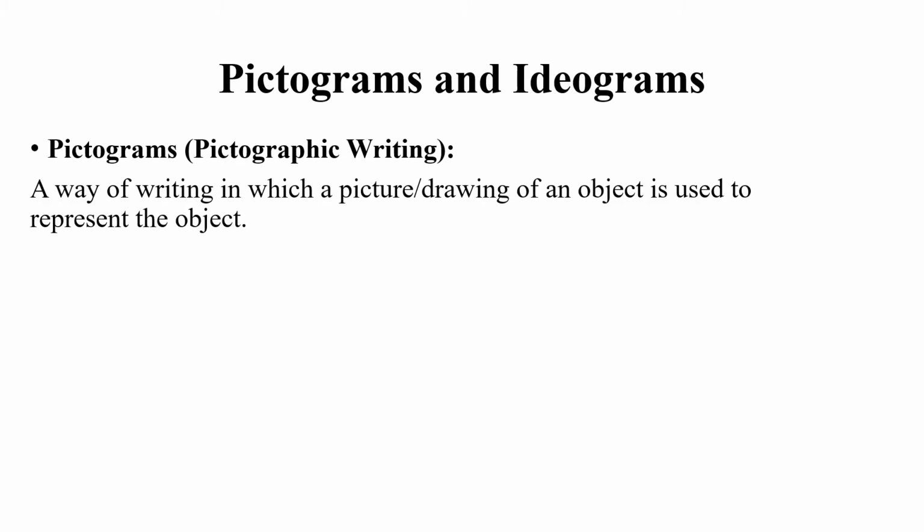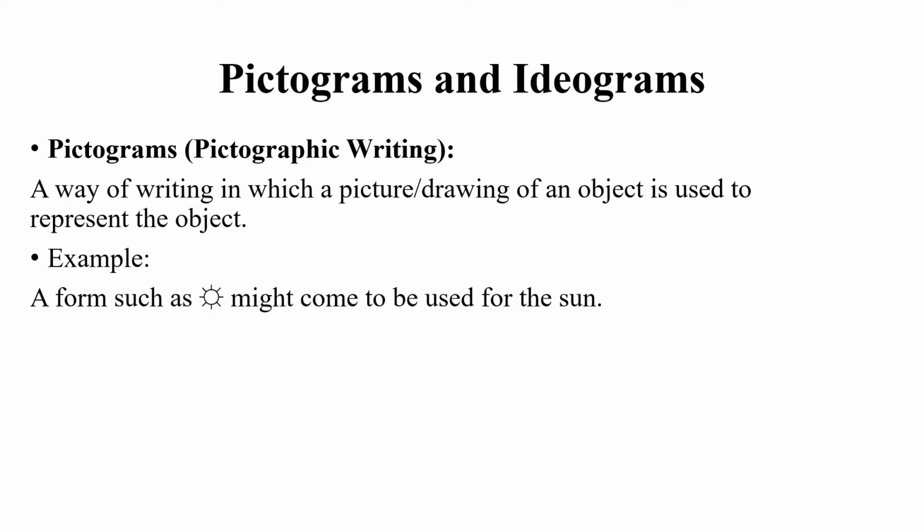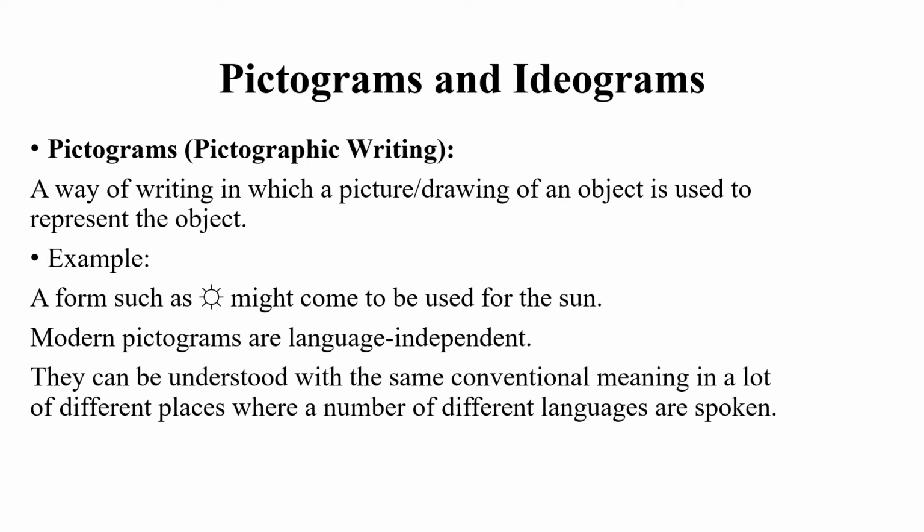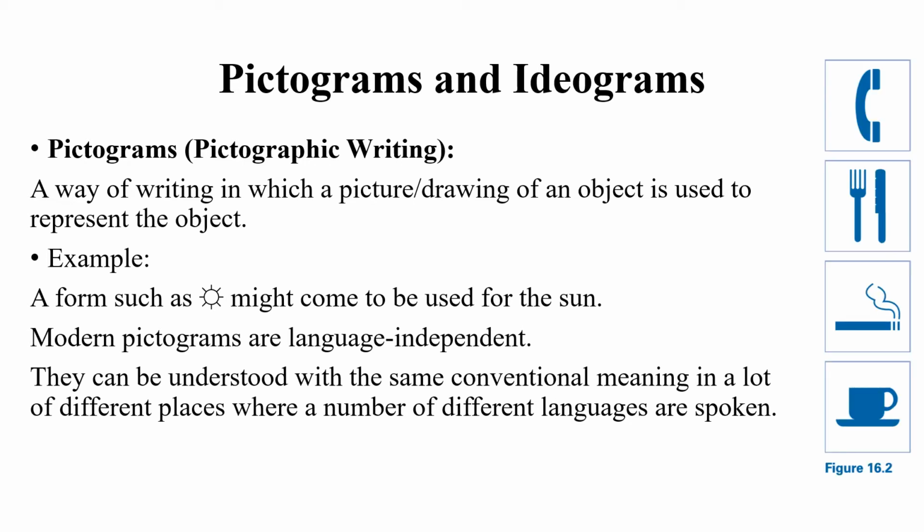Pictograms, or pictographic writing, refers to a way of writing in which a picture or a drawing of an object is used to represent the object. For example, a form such as the one you can see here might come to be used for the sun. It's important to note that modern pictograms are language independent in that they can be understood with the same conventional meaning in a lot of different places where a number of different languages are spoken, as you can see in the figure, in the pictures.